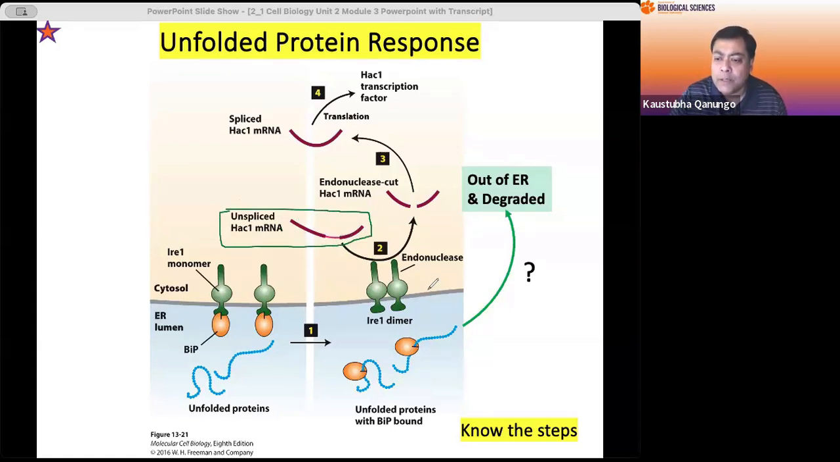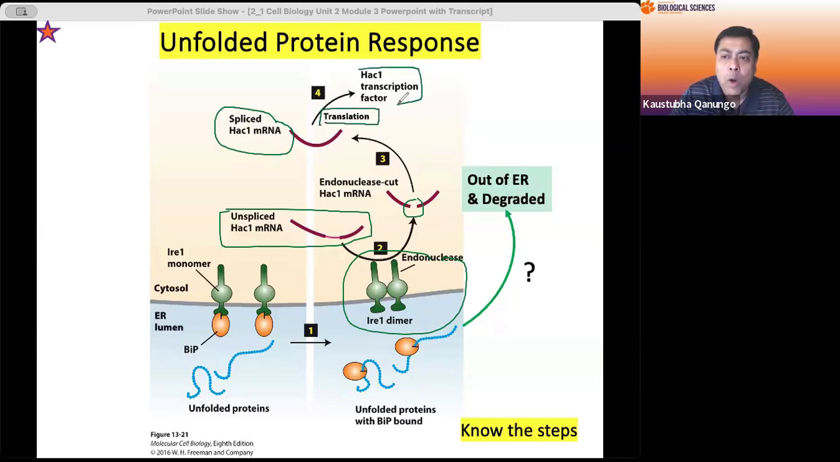Now what happens is that when IRE1 is activated by dimerization, it splices out the intron and you have the matured spliced mRNA. And this can be translated into the HAC1 transcription factor. So this is your transcription factor. So what this transcription factor is essentially doing. So this is just the process.